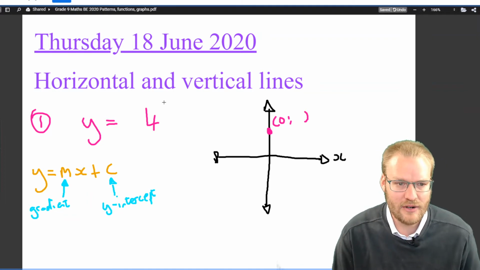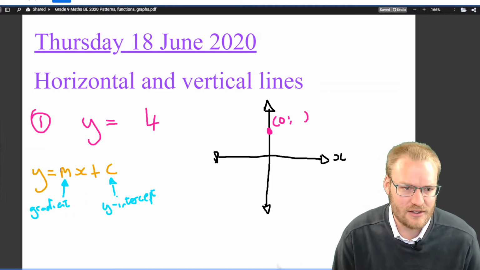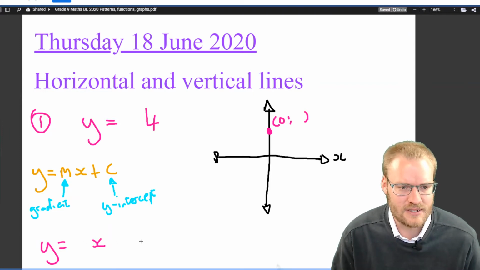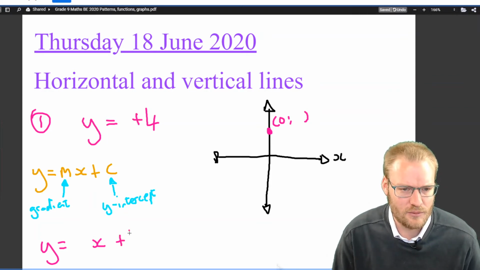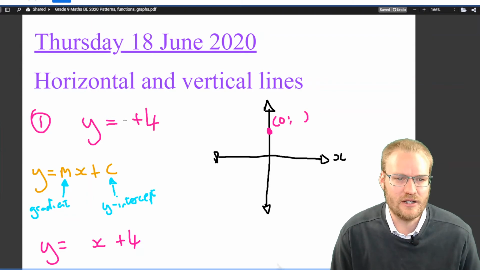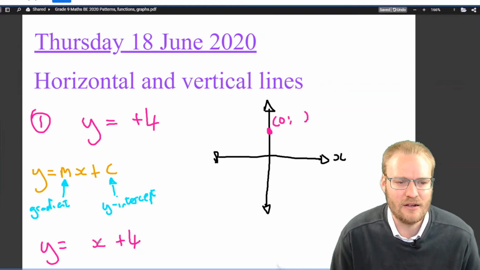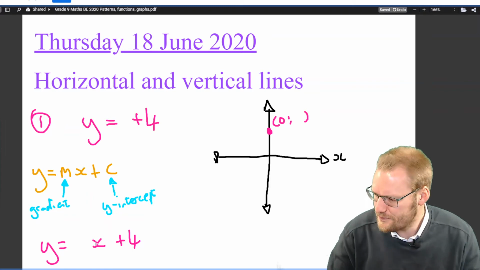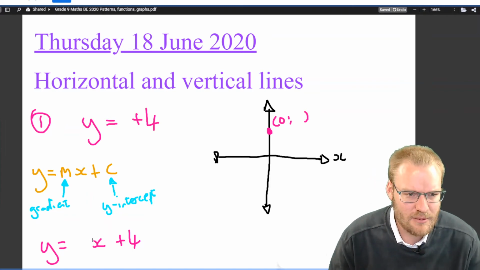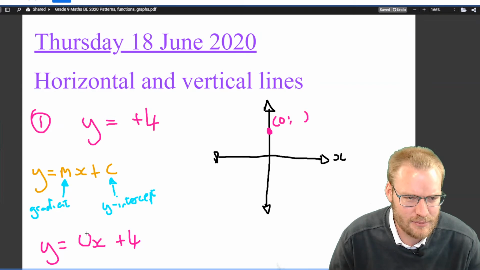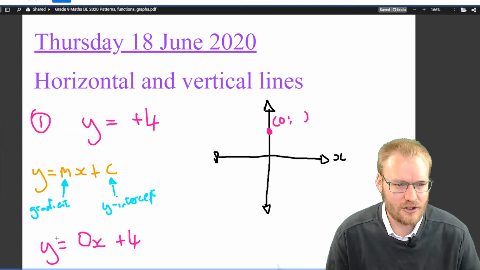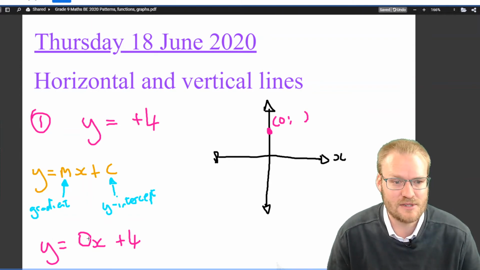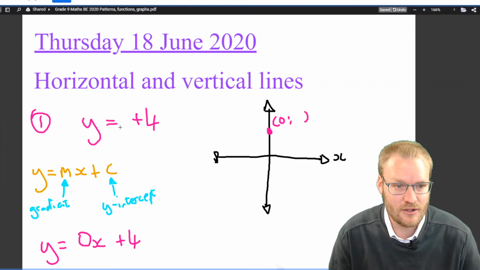Okay, so let's rewrite this equation. Let's try and write it in the standard form. Y equals something times x plus something. Well, the plus something is given to us, right? Because that's plus 4. But there's no x in this equation. So what can we multiply x by so that it kind of disappears? Well, Tristan came up with a nice idea and said, well, why don't we just multiply it by 0? Because 0 times anything is 0. So then, goodbye x. Completely agree. Y equals 0x plus 4. 0 times x is 0, so y equals 4. So these two equations are the same.